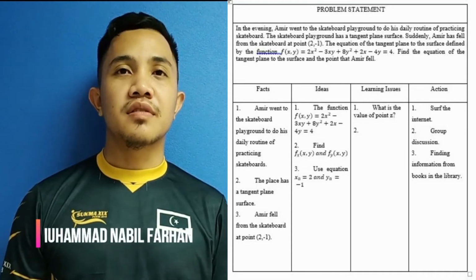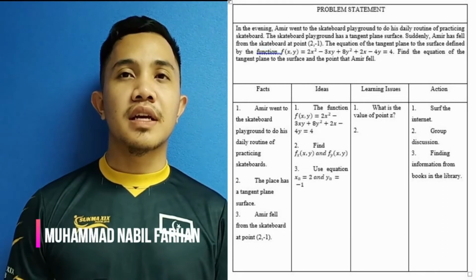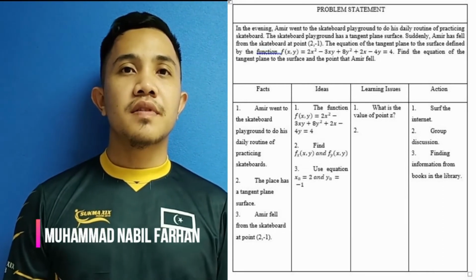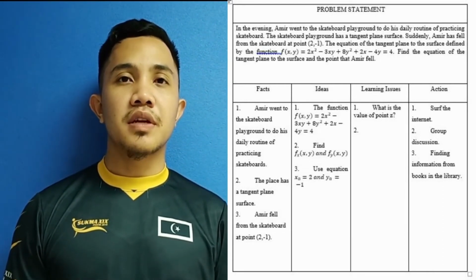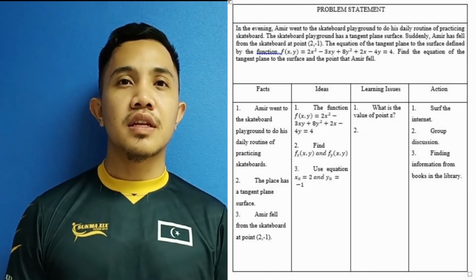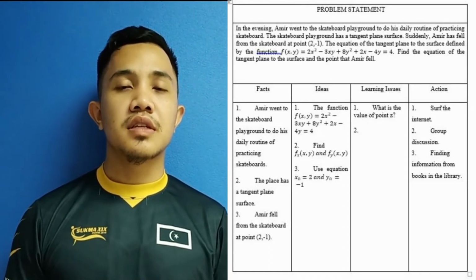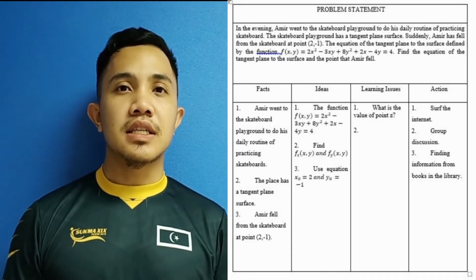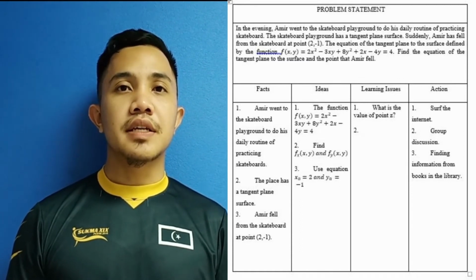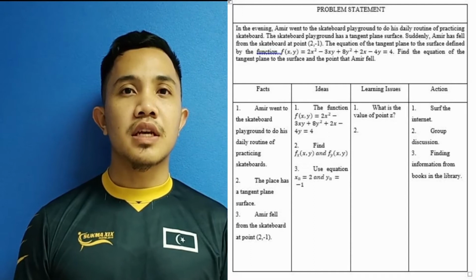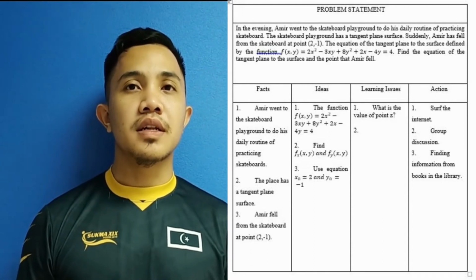I want to talk about our trigger table. For the facts: first, Amir went to the skateboard playground to do his daily routine of practicing skateboard. Second, the place has a tangent plane surface. Third, Amir fell from the skateboard at point (2, -1).